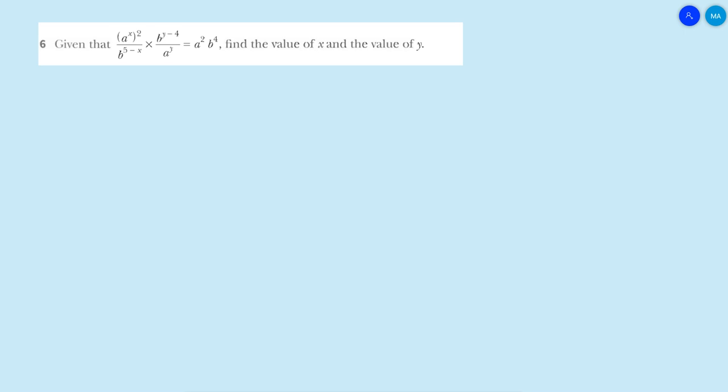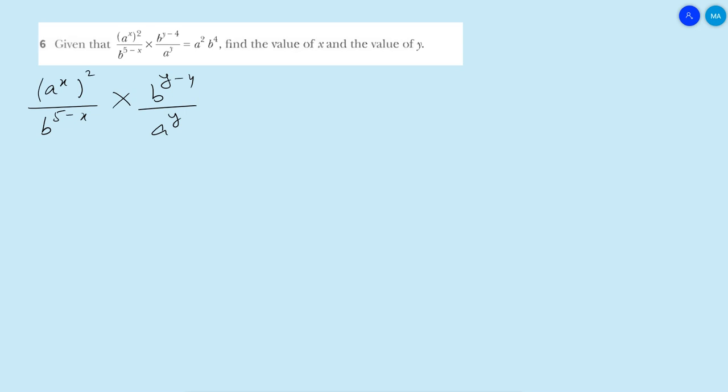Question number 6 is a^(x²) by minus 4 upon a^(x), sorry, a x square upon b^(5−x) multiplied by b^(y) minus 4 upon a^y. Very easy.